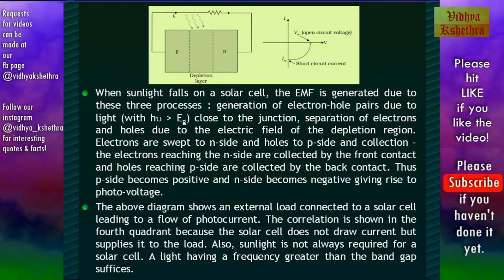So the above diagram shows an external load connected to a solar cell leading to a flow of photocurrent. The correlation is shown in the fourth quadrant because the solar cell does not draw current but supplies it to the load. Also, sunlight is not always required for a solar cell. Light having a frequency greater than the band gap suffices.